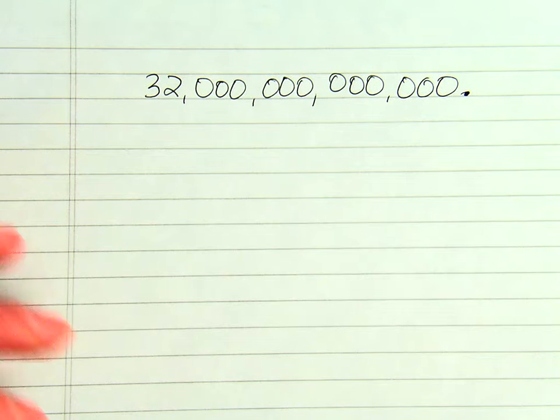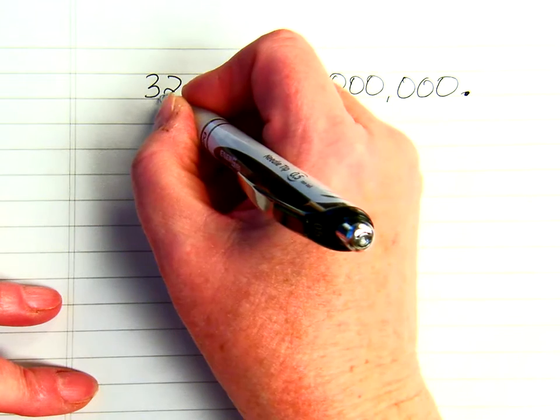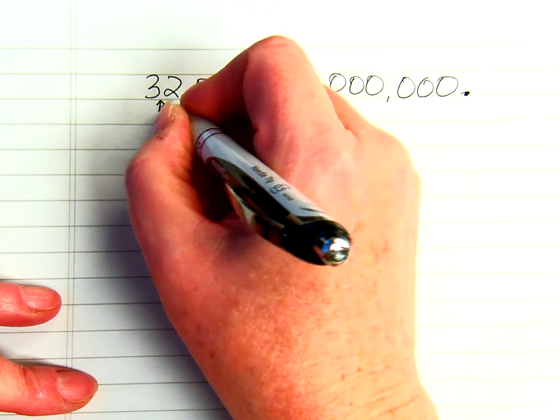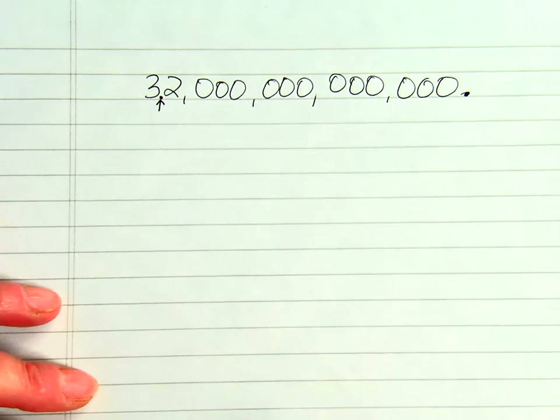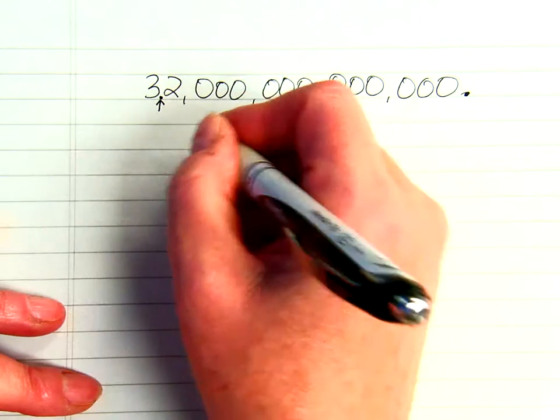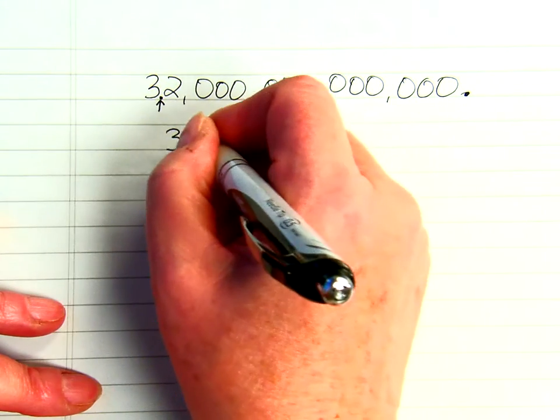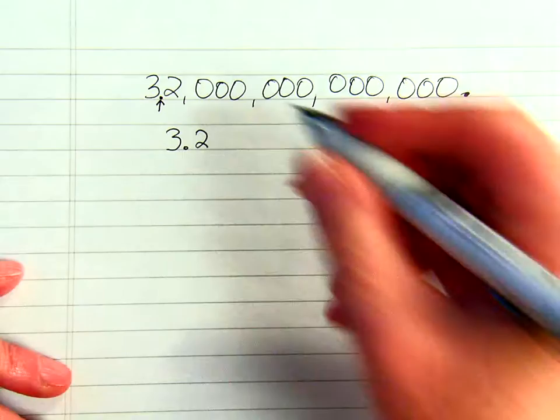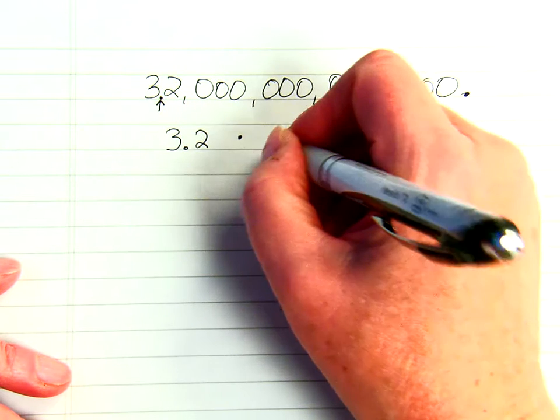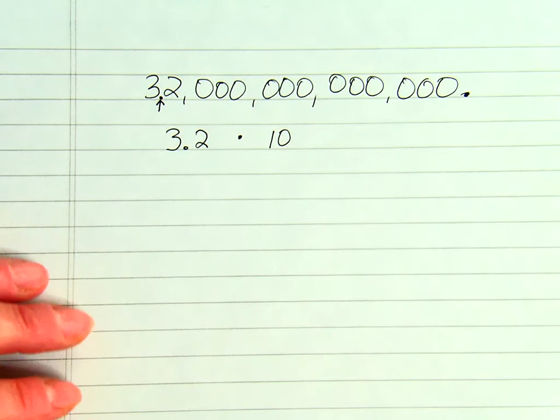Once again, I'll say that an awful lot. We know that we're going to have to put that decimal point right here, between the 3 and the 2, because that gives us 3.2. So there's our first product. We're going to multiply that times a power of 10.